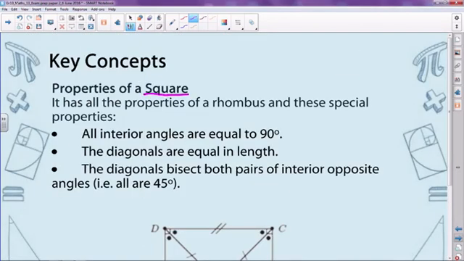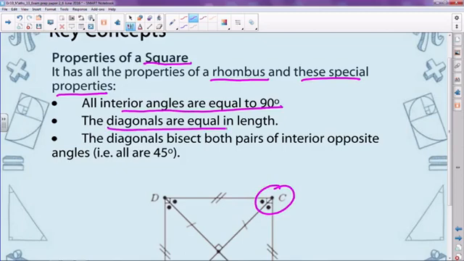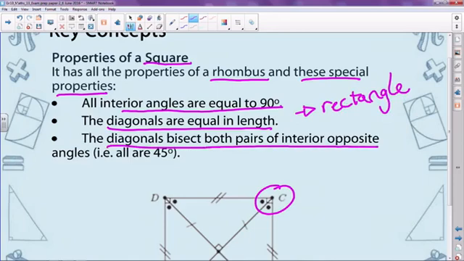Okay, then a square is a rhombus that hasn't been squashed, I suppose. It has the properties of a rhombus and these special properties. All interior angles are equal to 90 degrees, and there's a 90 degrees. The diagonals are all equal in length, just like the rectangle. The diagonals bisect both pairs of interior opposite angles. Now that's just like the rhombus, isn't it?